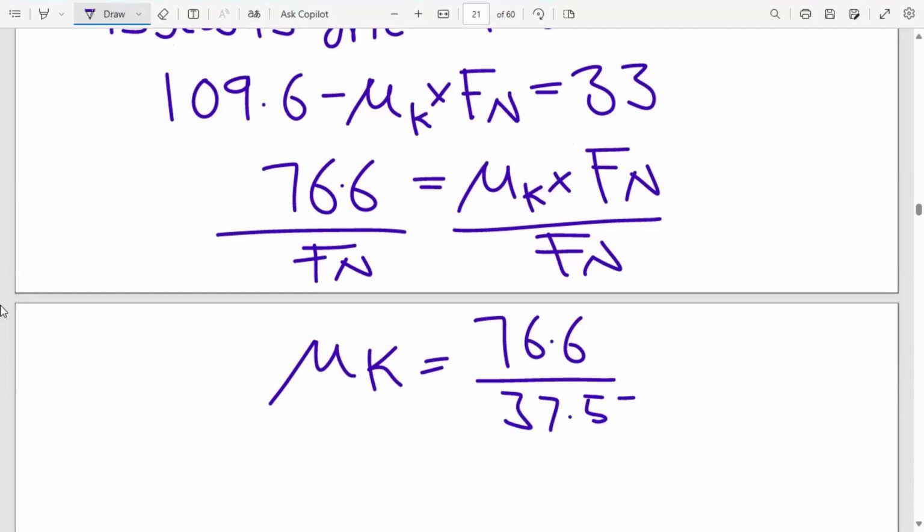37.55. So our mu k, something must be wrong here. Something must be very, very wrong because the coefficient of friction must not exceed 1. Let me just counter check what is happening.